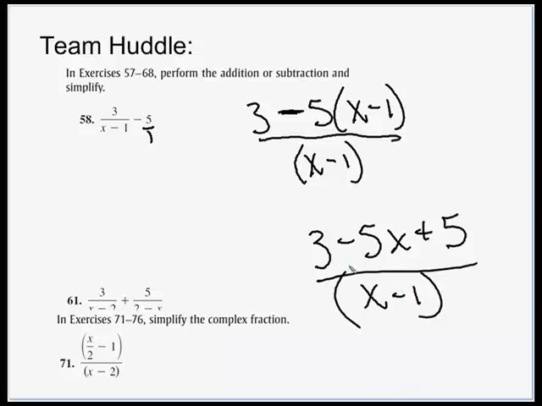And it looks like 5 and 3, we can combine that into an 8. Our numerator is 8 minus 5x divided by x minus 1. And there's our final answer.